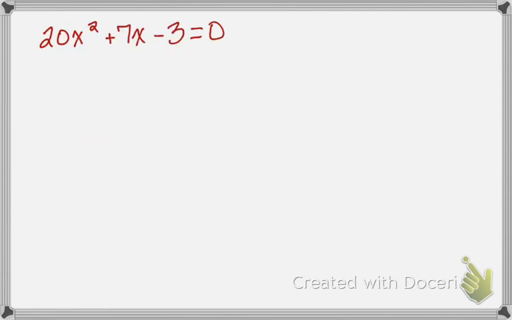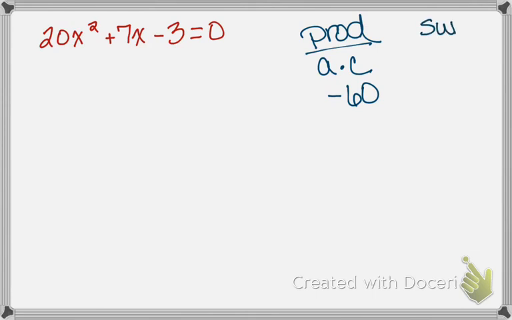Now, my A is not 1 in this one. What's my A? Okay, my A is 20. My product is going to be that. Okay, so my product is A times C. A times C. So my product here is negative 60. What's my sum? 7. It's positive 7. Because I have a negative product, I'm looking for one positive number and one negative number.